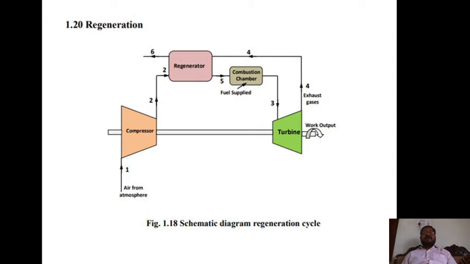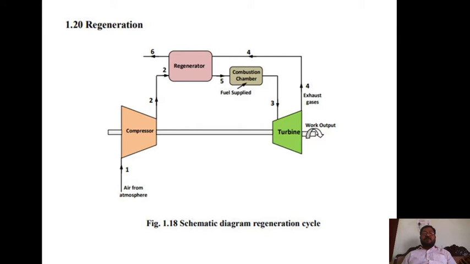Like in any other circuit, the heat is supplied here also, or fuel is directly burnt in the combustion chamber, so that the pressure and temperature increase. After that, it is fed to the turbine. Like any other circuit, the turbine and compressor work in the same manner, but after feeding the turbine, some work will be developed by expanding the gases.